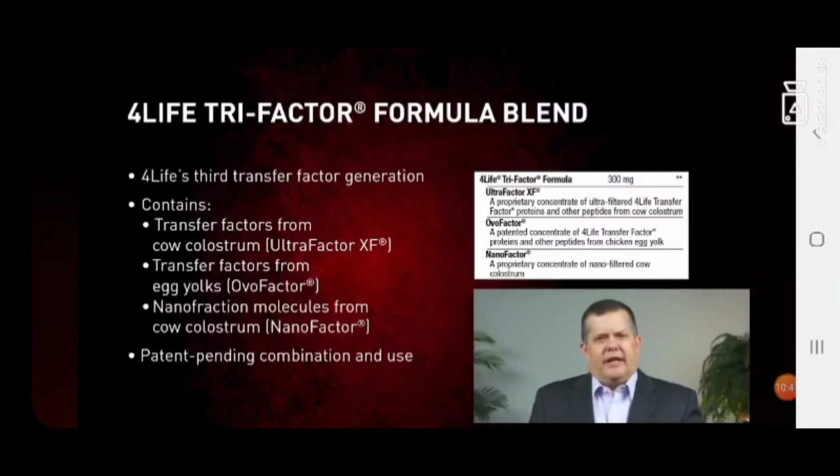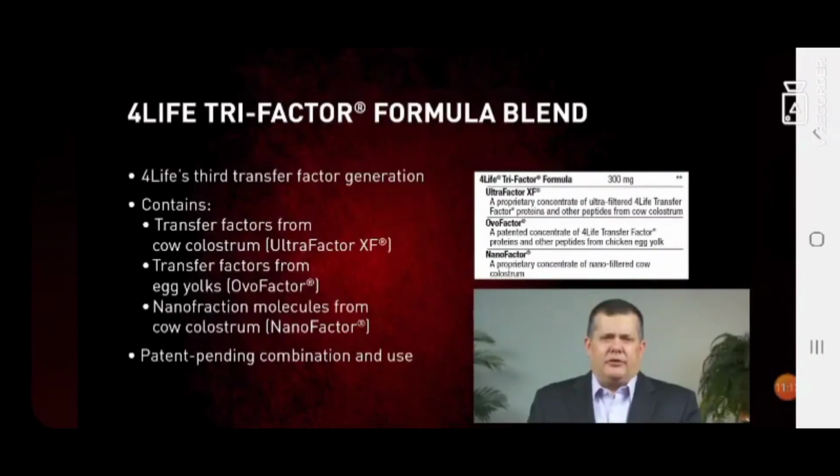So nanofactor is also from cow colostrum, and it is about half the size of your transfer factor molecules. Now, you lose that specific information when you go down that small. However, there does appear to be a slightly different immune effect with these nanofactor molecules. Kind of more of a coordination type effect is probably the best way to describe that.